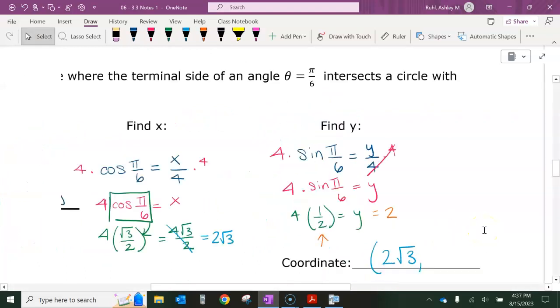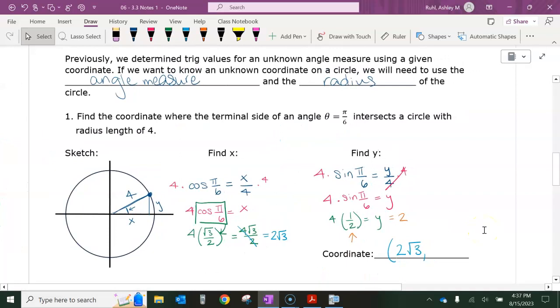So that's what my coordinate point is: it's going to be at 2√3 and 2.